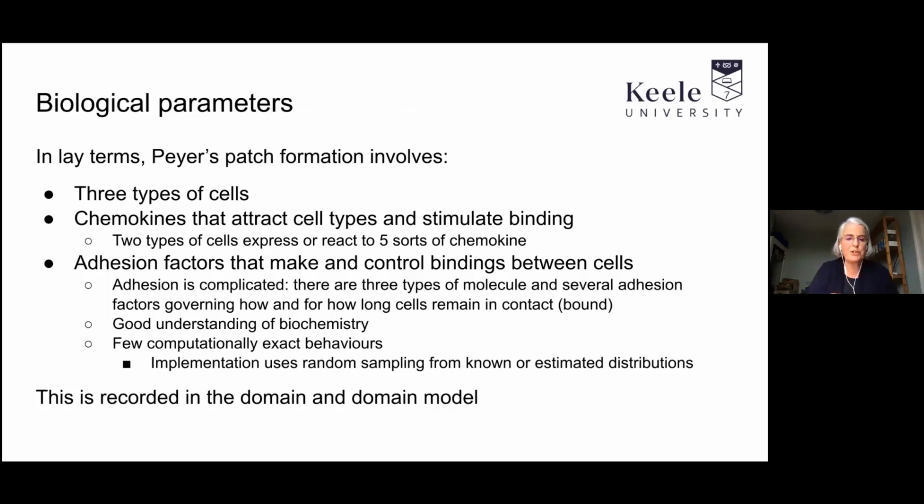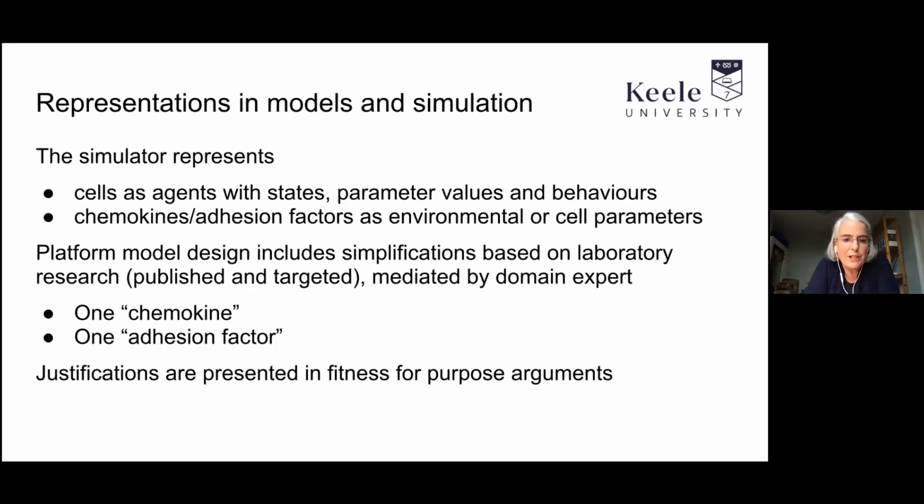So there's a really strong understanding of the biochemistry in the domain, but we can't simulate the level of molecular interactions in any meaningful way. So that was what the domain model told us. In the actual simulator, we had 1 agent per cell, so 3 different sorts of agent. The chemokines and the adhesion factors were largely represented as parameter values on those agents. And we had 1 chemokine parameter and 1 adhesion factor.